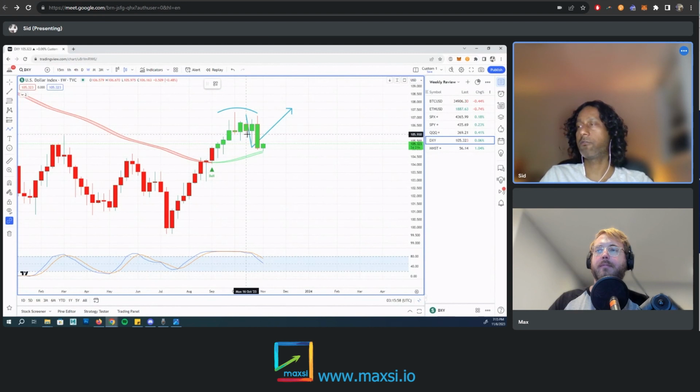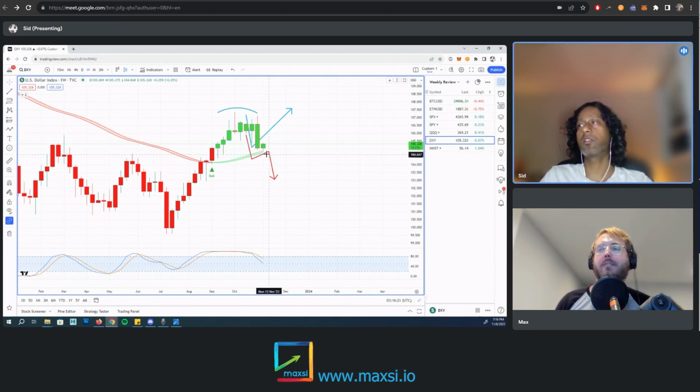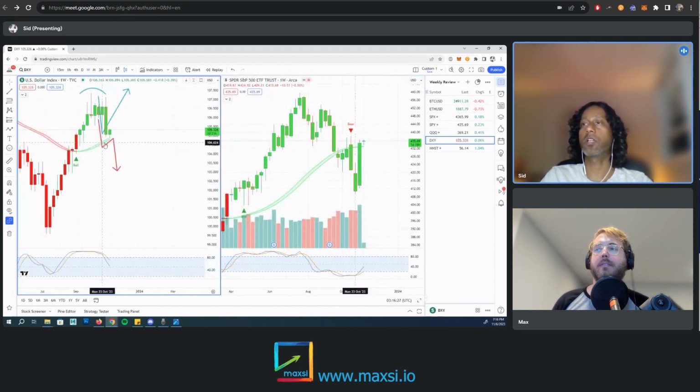If it's bearish, what's going to happen is it's going to drop here, and then we're going to lose the band. Once we lose the band, do a retest, and get rejected on the band and continue down, that's considered bearish for the DXY and bullish for securities and equities. But right now it looks like the dollar might bounce, which means equities are probably going to go down.